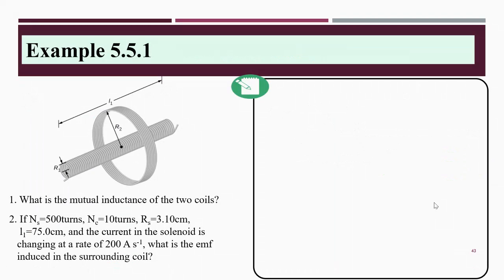Let's see an example question. We've got a solenoid and a coil. The number of turns of the solenoid is 500 and the number of turns for the coil is 10. The radius of the solenoid is 3.1 cm and the length of the solenoid is 75 cm. The current in the solenoid is changing at the rate of 200 ampere per second.